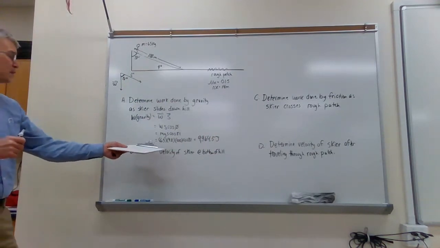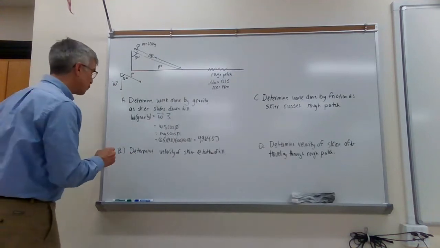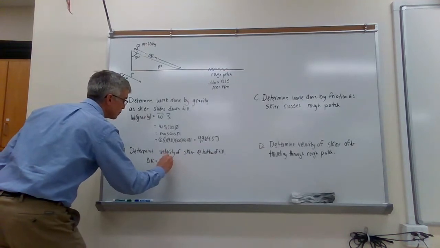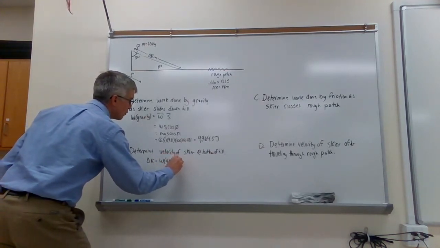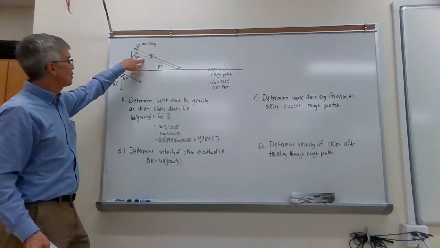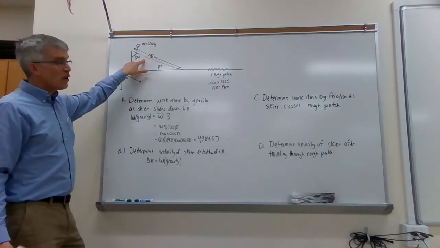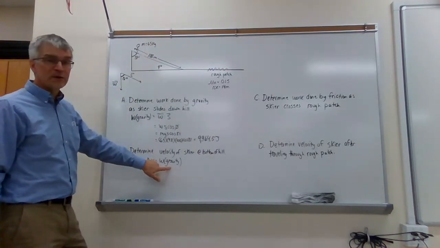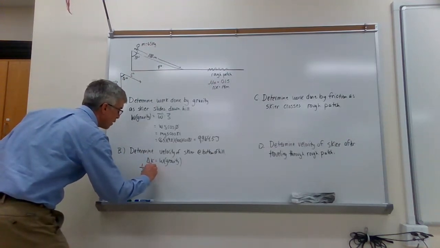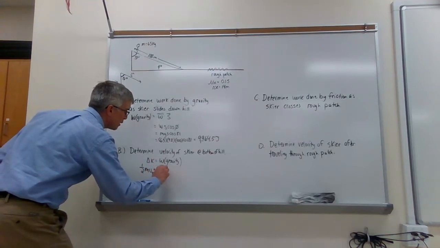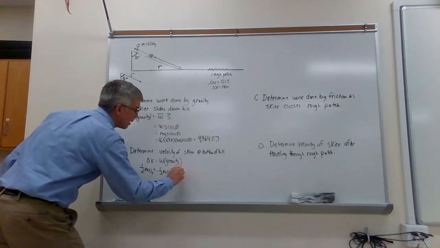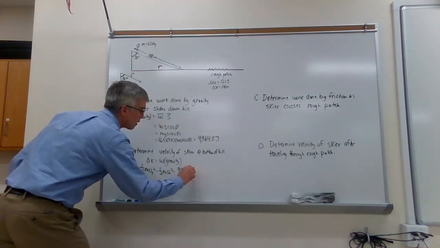Now, I'm going to use this to determine the velocity of the skier at the bottom. I know that the change in kinetic energy is caused by work done on the skier. Because this is a frictionless surface, the only force that's doing work is the gravitational force. So I know that 1/2 m Vf squared minus 1/2 m V0 squared equals 9,964.5 joules.